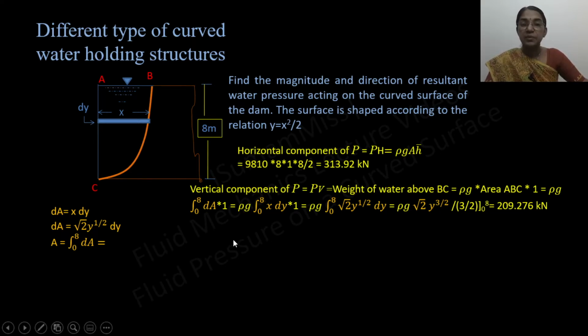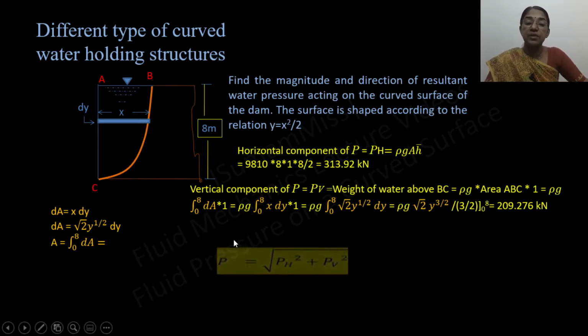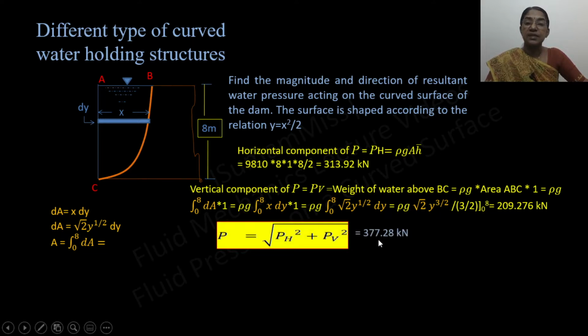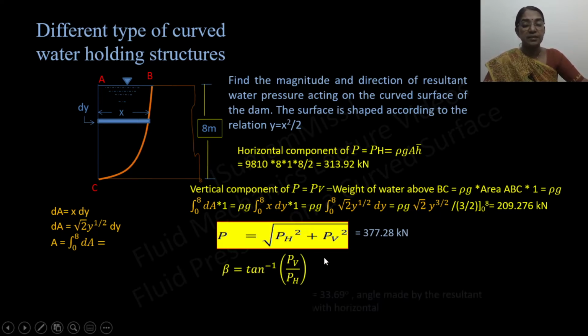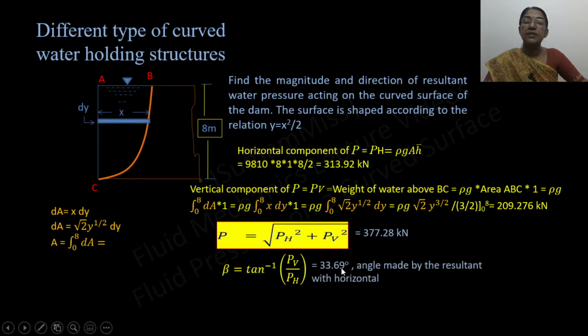kilonewton. Next step is to calculate the resultant hydrostatic force, that is equal to 377.28 kilonewton, and the point of action of the resultant hydrostatic force, that is equal to tan inverse of PV by PH, that is equal to 33.69 degree. That is the angle made by the resultant with respect to horizontal. This calculation we can use to calculate the resultant hydrostatic force and the point of action of the hydrostatic force on the surface of the dam.